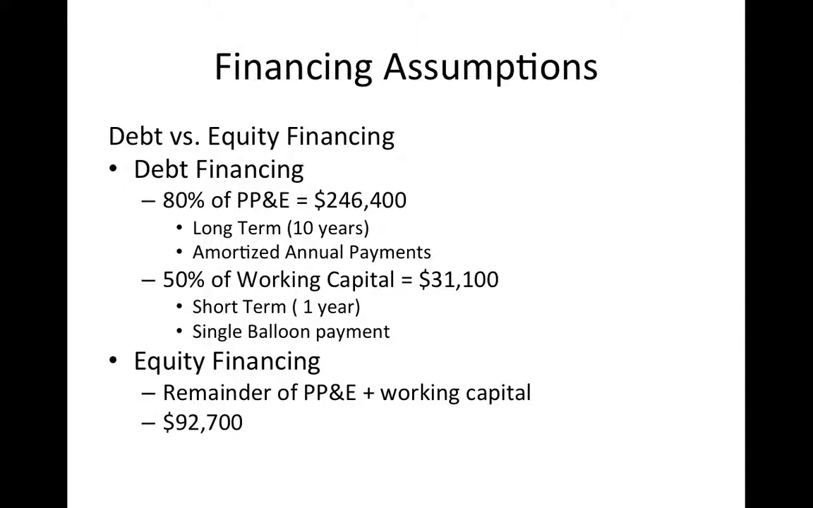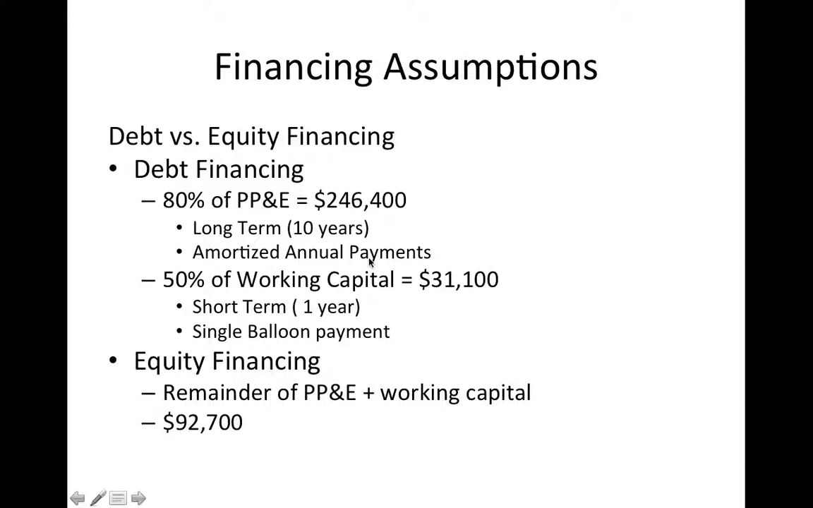In terms of financing assumptions that are built into this, we're assuming 80% of the plant, property and equipment is debt financed. That would include building the building, and equipment, so land, building, equipment. And we estimate we're going to need just under $250,000 a year for that. We would anticipate that we're going to take that out as a long-term, 10-year loan with amortized annual payments.